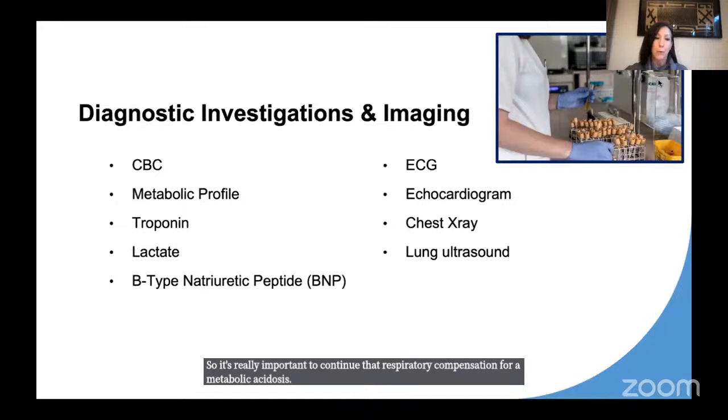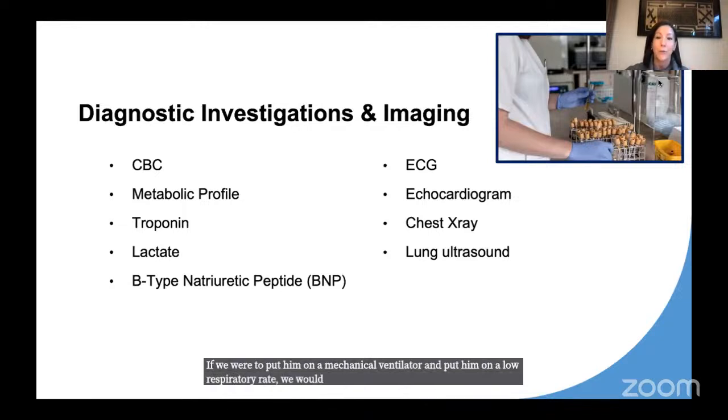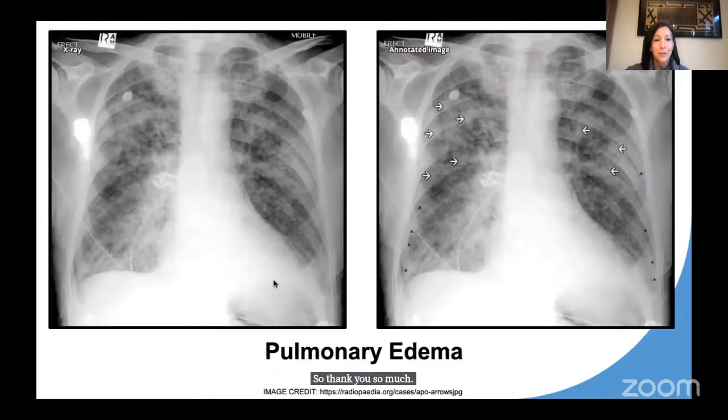So for example, with our patient, Mr. Chen, who's really in extremis and struggling to breathe, if we were to put him on a mechanical ventilator and put him on a low respiratory rate, we would actually make that acidosis much worse. So if a patient is breathing really quickly, and they do progress to requiring additional respiratory support, it's important to match their respiratory rate at a higher level so that we continue to compensate for that acidosis. So thank you so much, Dr. Emerson. Can you tell us a little bit about this slide?